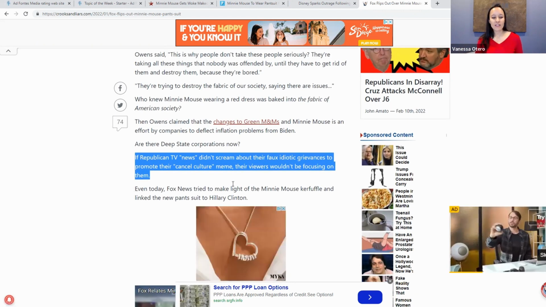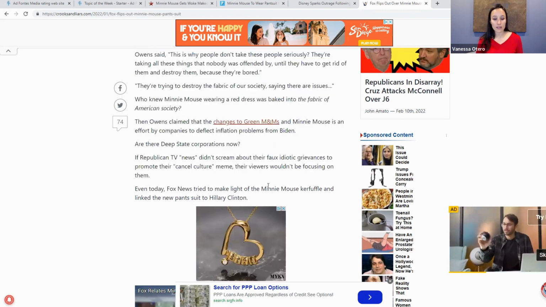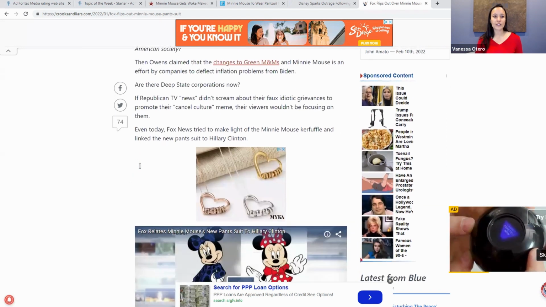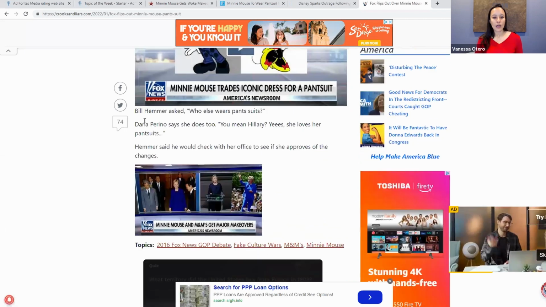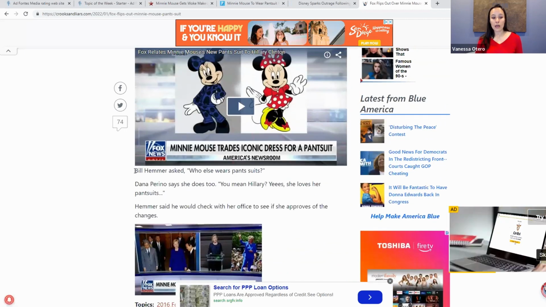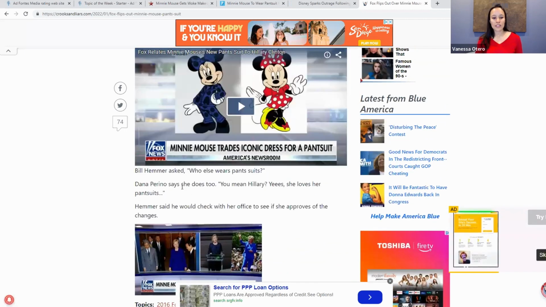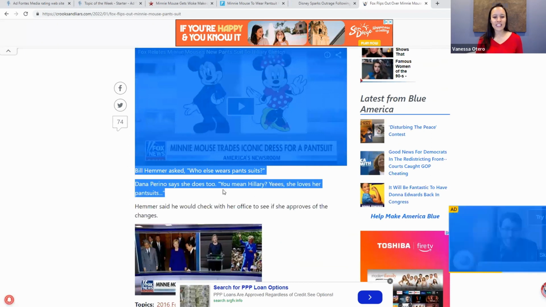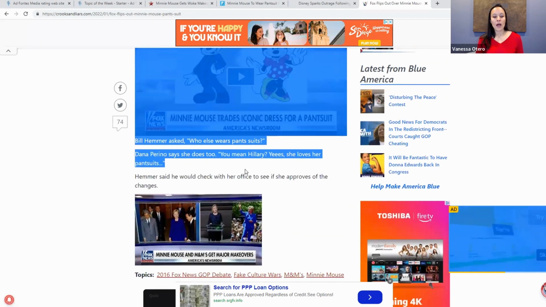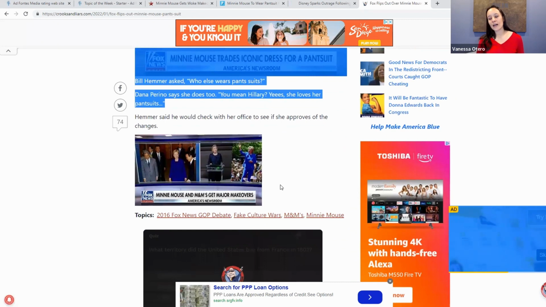All right, even today, Fox News tried to make light of the Minnie Mouse kerfuffle and link the new pantsuit to Hillary Clinton. All right. Bill Hemmer asked, who else wears pantsuit? Dana Perino says she does too. You mean Hillary? Yes, she loves her pantsuits, right? There's a lot of dimensions going on. This outlet is talking about Fox News making fun of Hillary Clinton and her pantsuits because that's a thing that they do on the right, which is true.